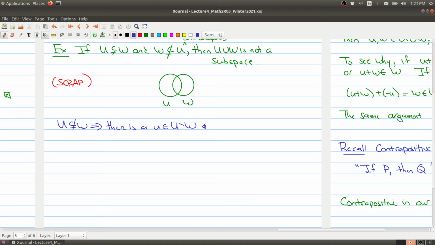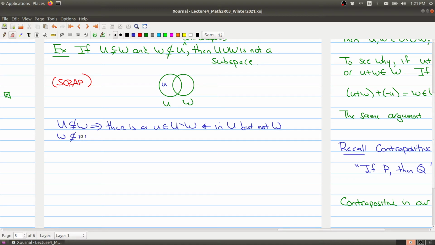Right? So this is in U, but not W. And so if you're thinking about the picture, you have a little u right here. Okay, and the other thing that they're giving me, oops, I got this wrong, switched around. It's a good thing it's scrap paper.